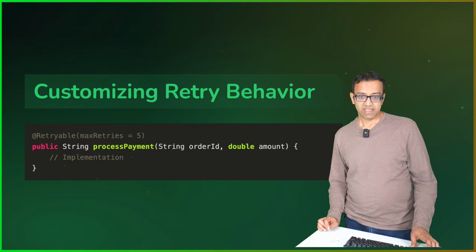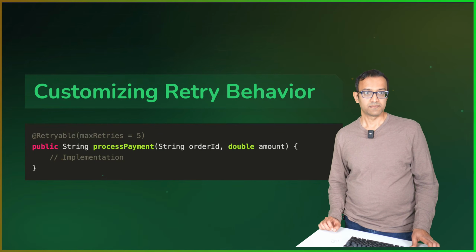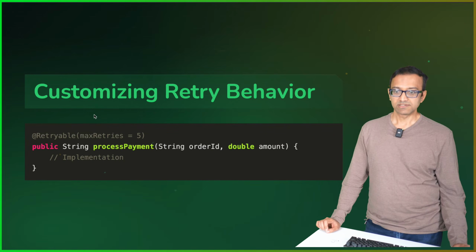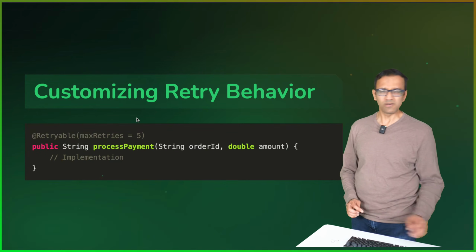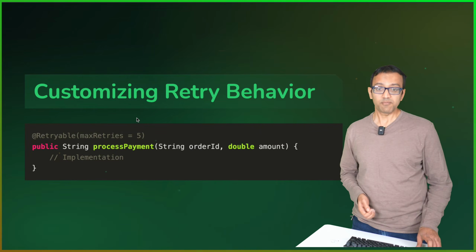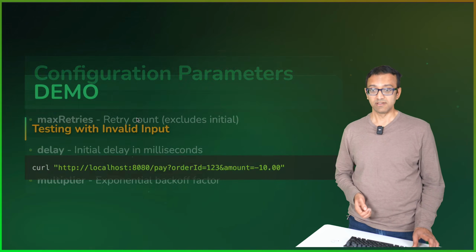You can customize this behavior though. You can put values, attributes to this retriable annotation. You see here there is a max retries. I can change it to like, okay, retry 5 times or retry 10 times. You can configure this. There are a whole lot of properties that you can use to configure. And we'll go through those properties now.